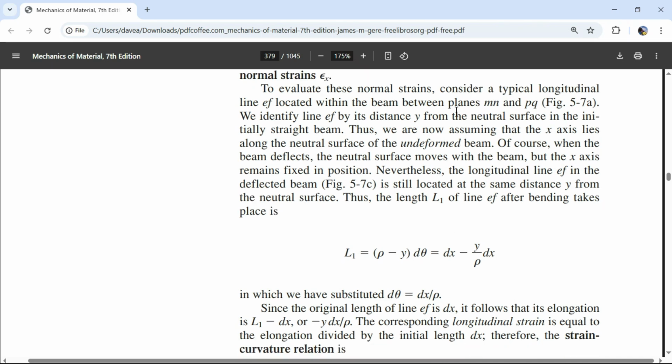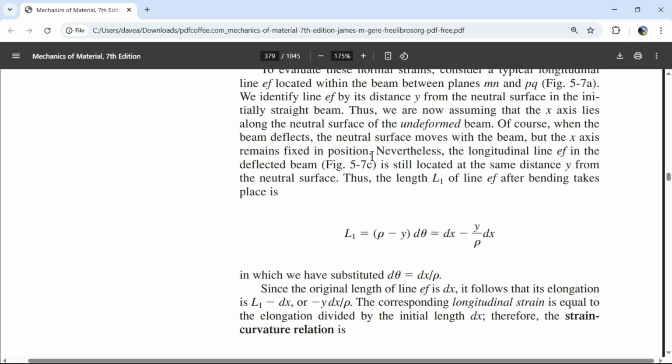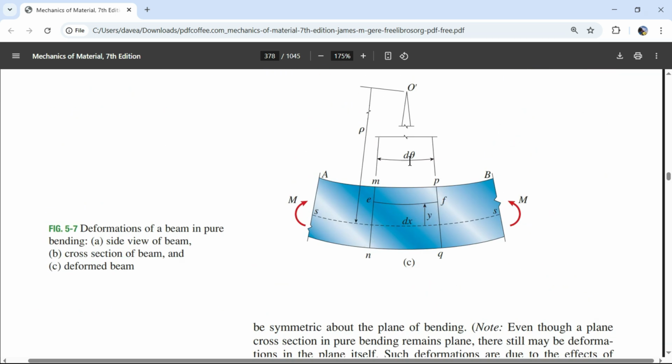Not necessarily, you know what I mean? So, yeah, it's just at some point they might talk about how the deflections are small. We'll see if they do. Okay, so just know that the x-axis remains fixed, and the curved surface, yeah, we still take the y value from this neutral curved surface wherever we are. You know what I mean?